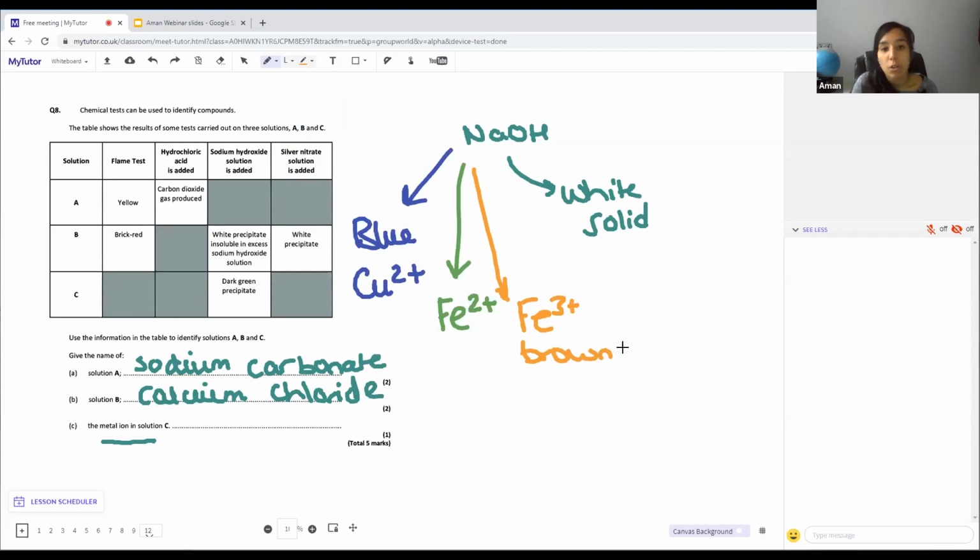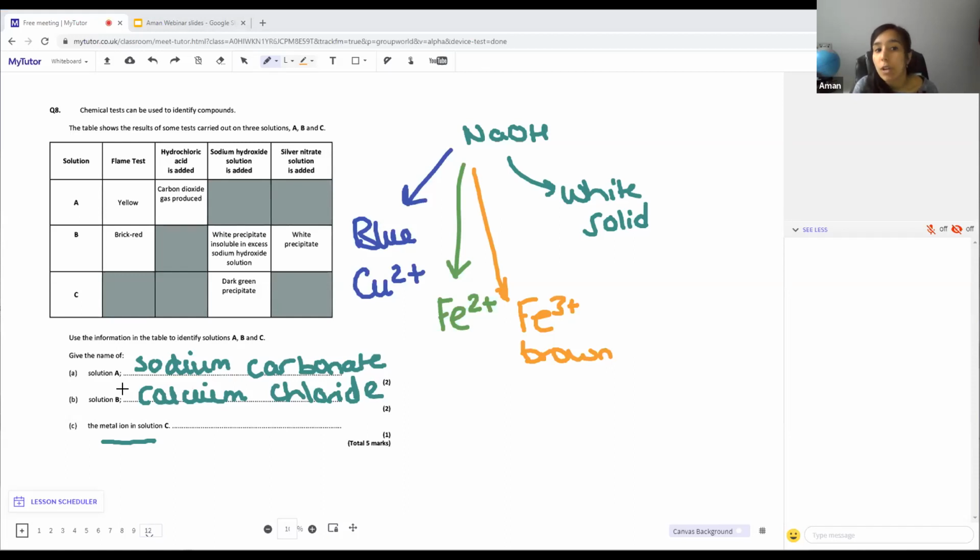So when you add sodium hydroxide, there are four things that can happen. You can either get a white solid or you get one of these colours, and that's how you tell which ions are there. Great, okay, so that's it for the exam questions on positive and negative ions and on spectroscopy. Hopefully you feel a little bit more confident now.